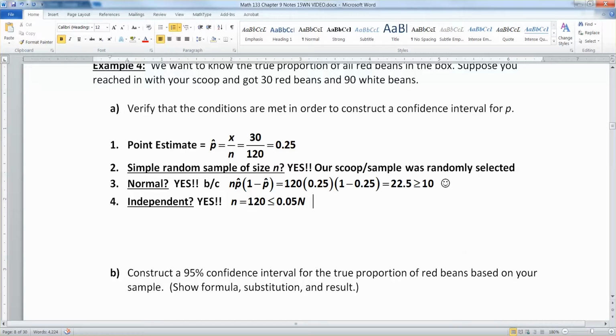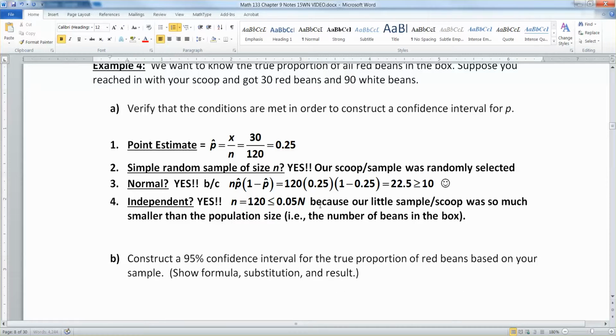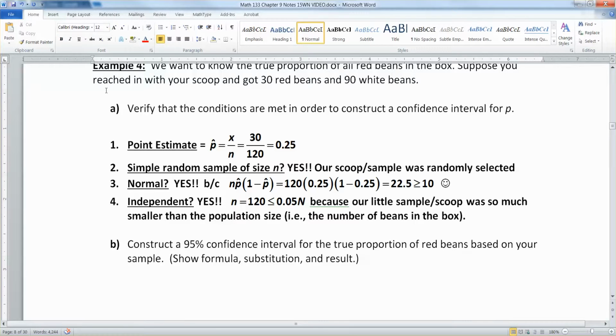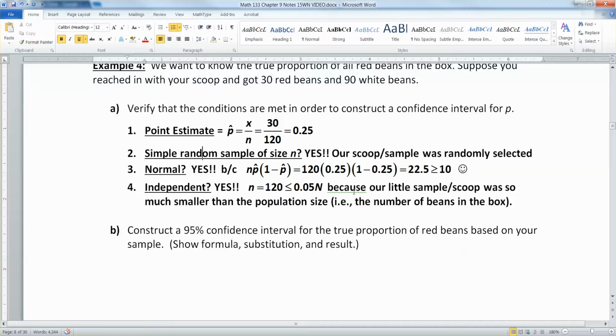So this is a little bit weird because we don't actually know capital N in this case, but we're going to kind of wave our hands at it like a magician and say, sure, we have this because our little sample was so small. The scoop was so much smaller than the population size, i.e. the number of beans in the box. And that same hand waving, you do that all the time with that particular one. So you tend to just kind of magically say you've got it. You're going to need that for your project as well. Just a little warning to you. So you just say, well, of course my scoop is less than 5%. I mean, think of how many beans there are in that box. Think of how many beans there are in the world, things like that.